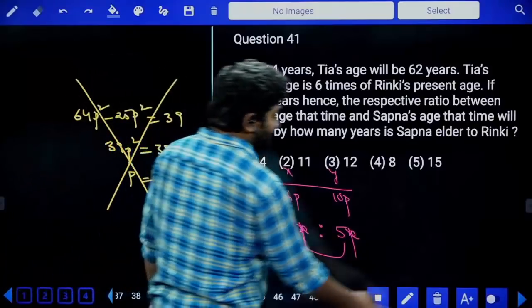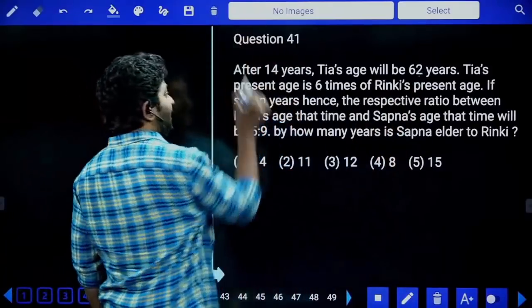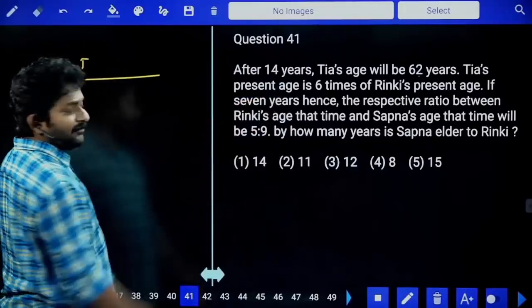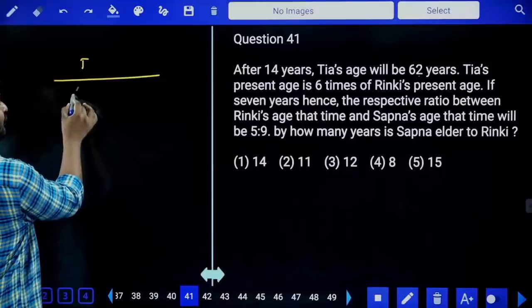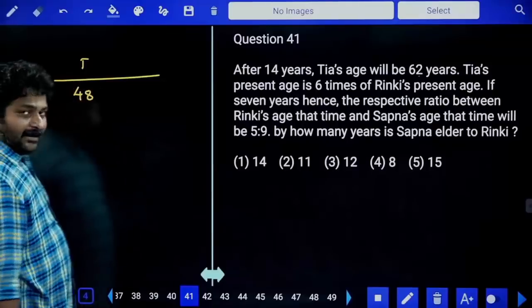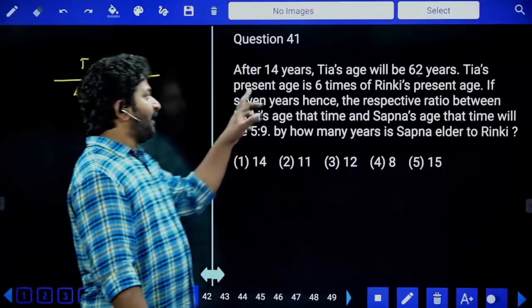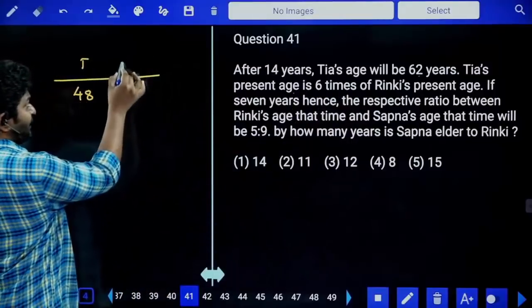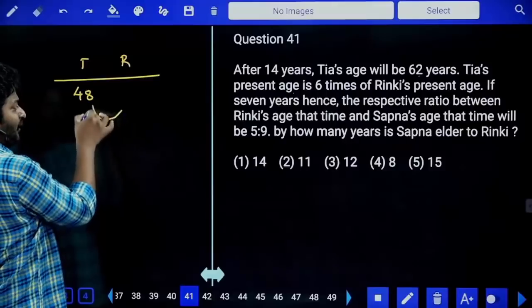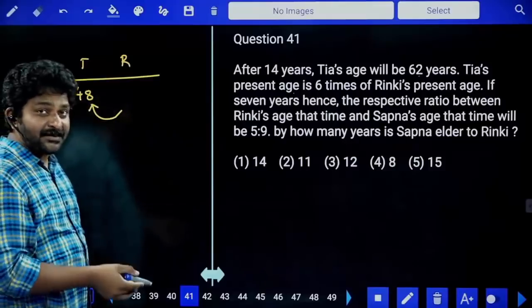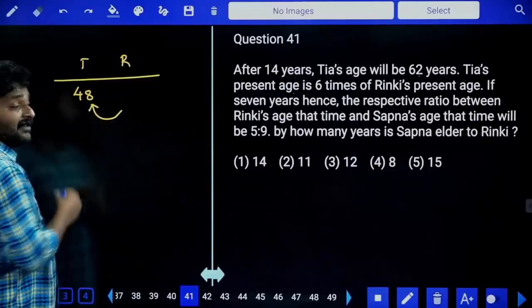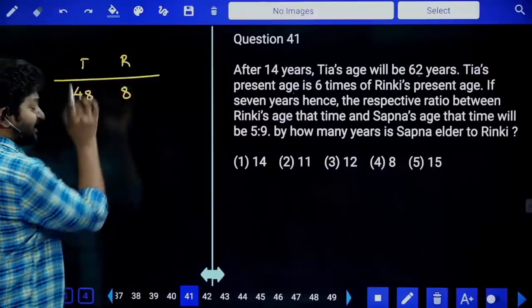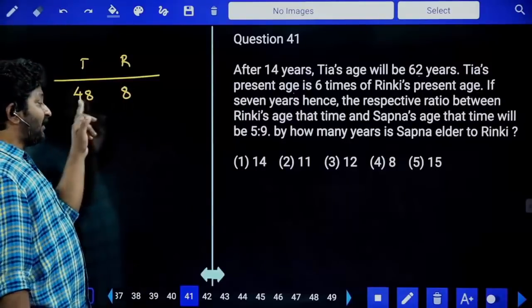After 14 years, Tia's age will be 62. Then to get Tia's present age, subtract 14 from 62, which is equal to 48. Tia's present age is 48. Tia's present age is 6 times Rinky's present age. So with respect to Rinky's present age, 48 will be 6 times. 6 into which number will give you 48? 6 into 8 only. Hence Rinky's present age must be 8. Then only 6 into 8 is 48.